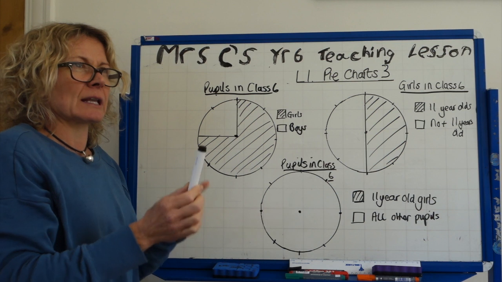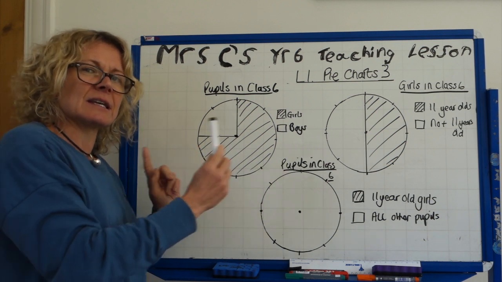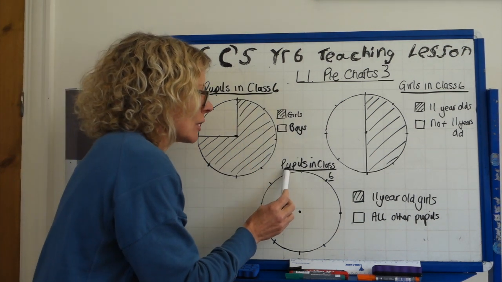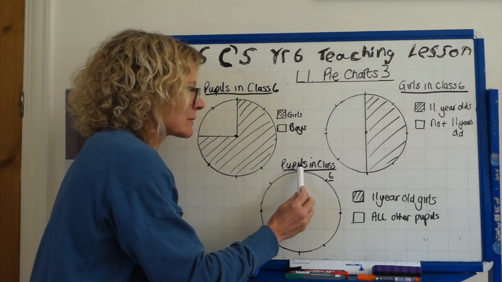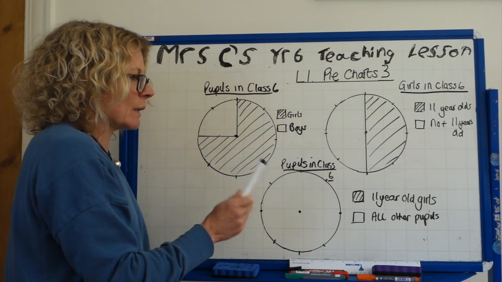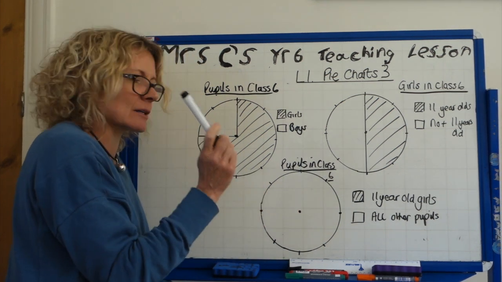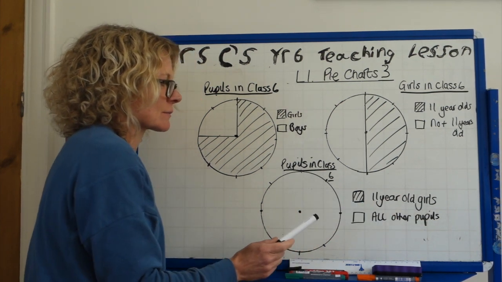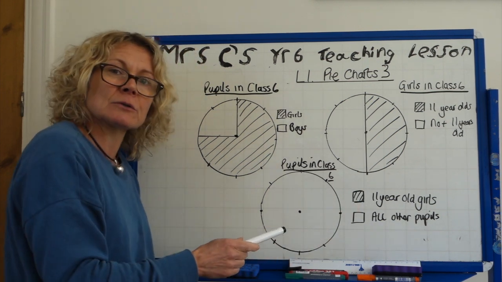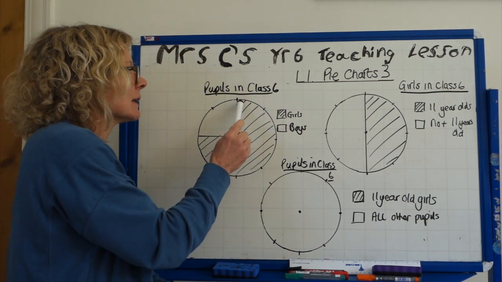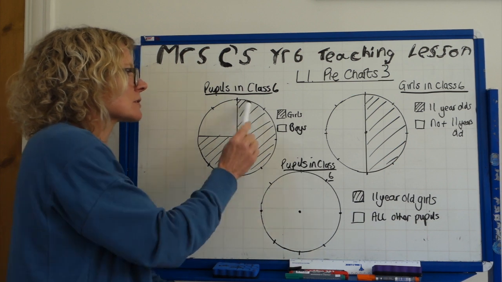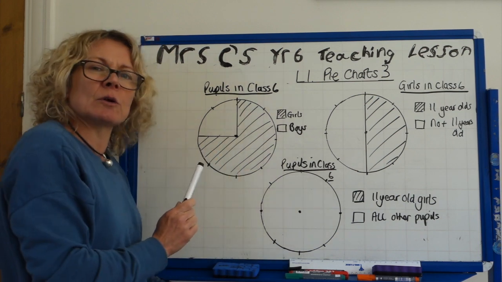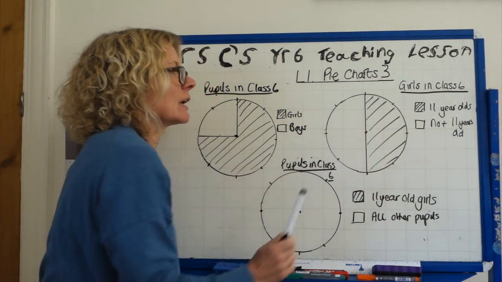So let's have a think. Let's look at what it's asking us to do and then see how we can try to tie these together. So this is going to be a pie chart to show the pupils in class 6. What the question is asking us to do is mark on the amount of 11-year-old girls and then all the other pupils. So we know that in class 6, 3/4 of the pupils are girls, and half of those 3/4 are 11-year-old.